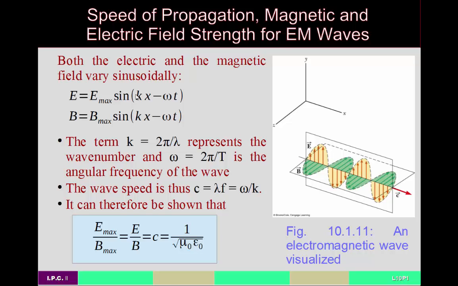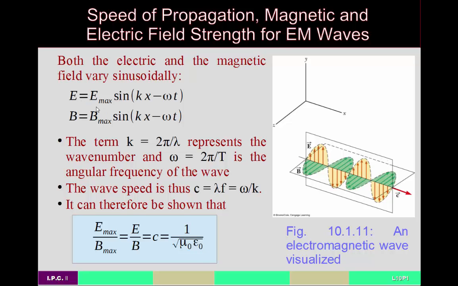You can see that these two are in phase with each other. That means that the phase term, or the argument of the sine, is the same for both. So if you divide the electric field by the magnetic field, the sine terms will cancel, and so you get E over B is equal to E max over B max. And those in turn are equal to the speed at which the wave is propagating, which is 1 divided by the square root of the permeability of free space times the permittivity of free space.